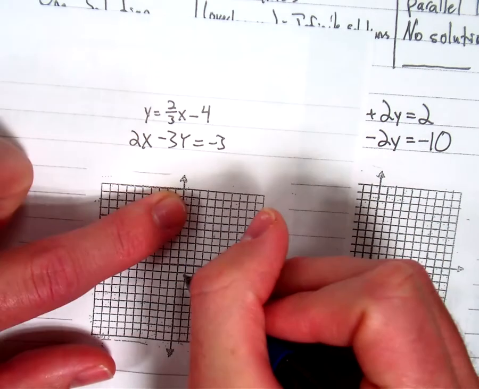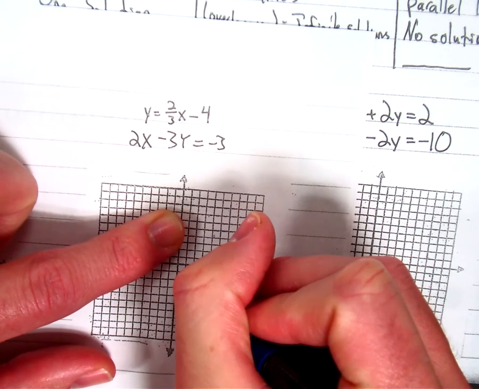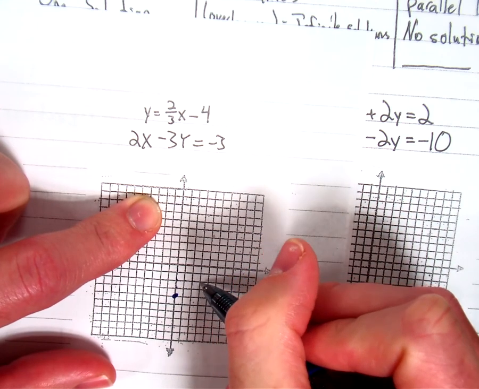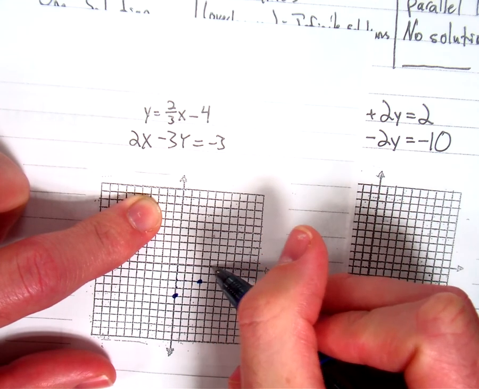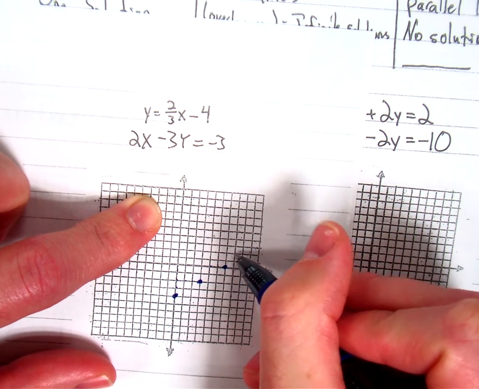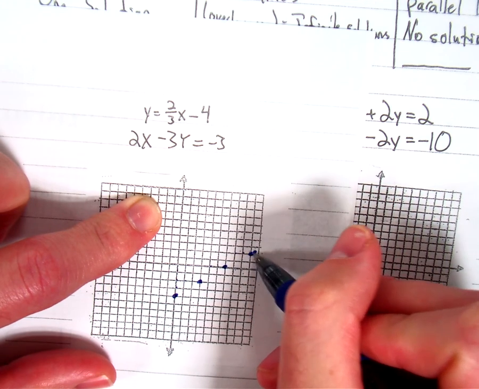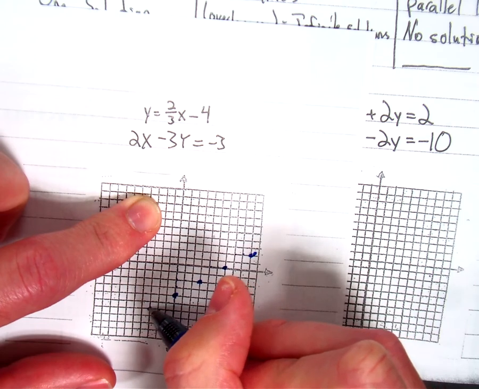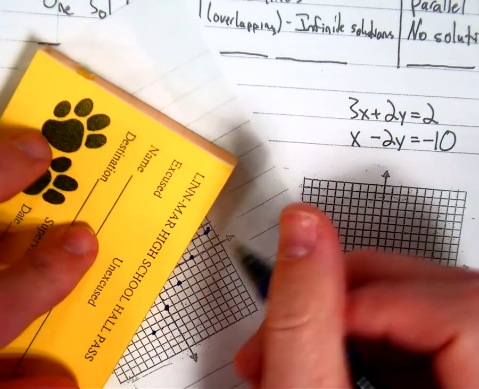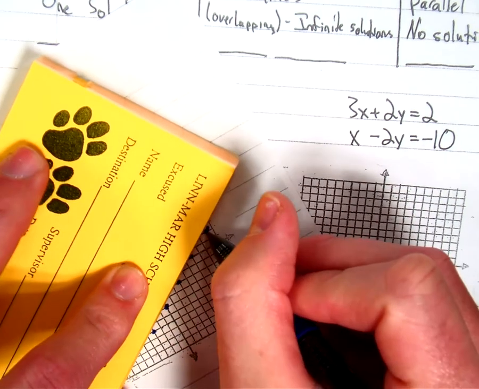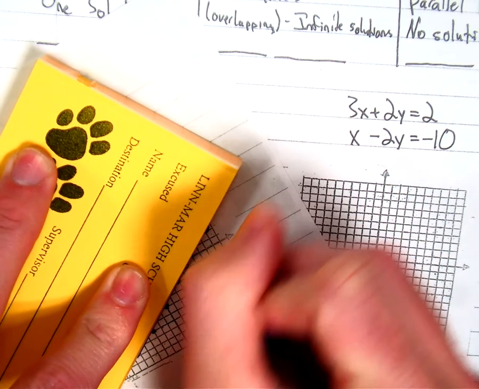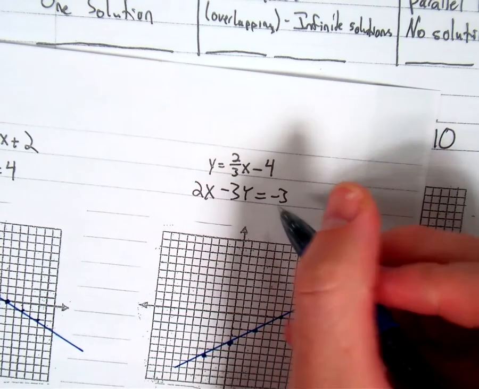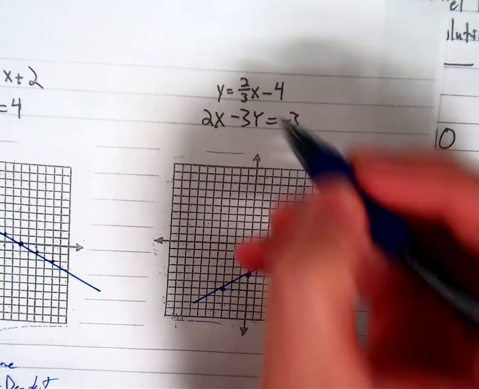Alright, let's check out this one over here. 2/3 x minus 4. So I'm going to start at minus 4. 1, 2, 3, 4. Up 2 over 3. Up 2 over 3. I'm going to follow this backwards. 1, 2, 3. We'll graph that out. And I just have a hunch.